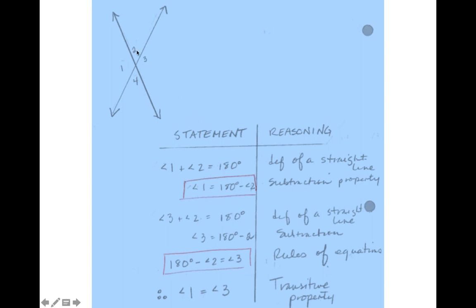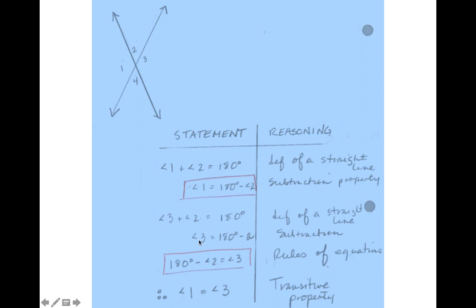And now I'm going to go and talk about angles 2 and 3. And what I know is that if I take 2 and 3 and I add them together, they also add up to 180 degrees because of the definition of a straight line. So now, strategically, I know what I'm trying to get to here, and that's where I'm going. But I know that angle 3, if I move my angle 2 over to the other side, is equal to 180 degrees minus angle 2. All I've done is subtract the angle from the other side.